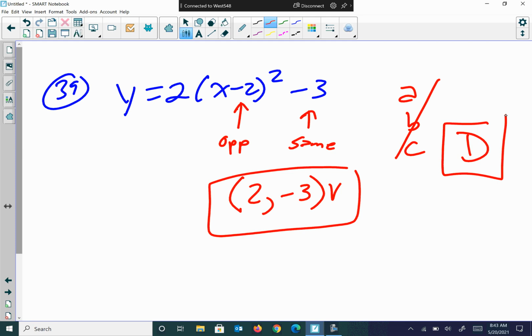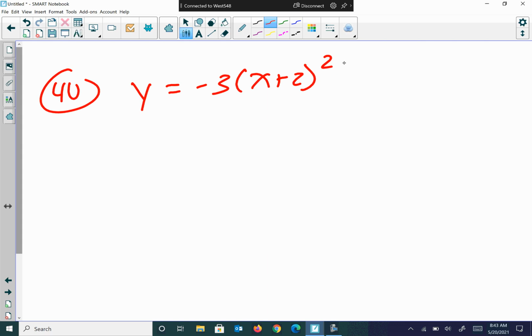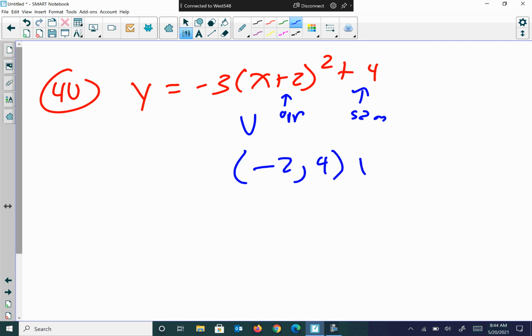All right, 40, I think it's done about the same way. Y equals negative 3, x plus 2, quantity squared plus 4. So the vertex of this, it's always opposite, same. So that's negative 2, 4. That's my vertex. Okay, so negative 2, 4 is my vertex. So what values can I get rid of on number 40 right away?